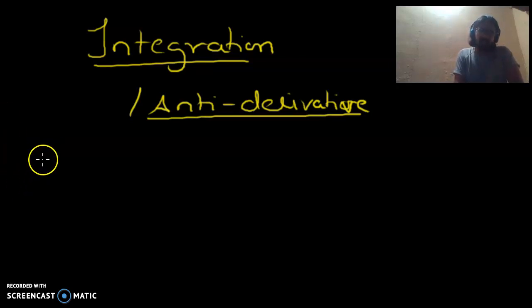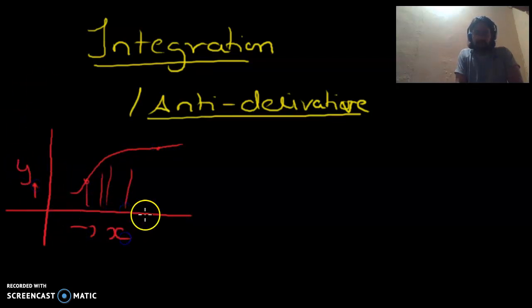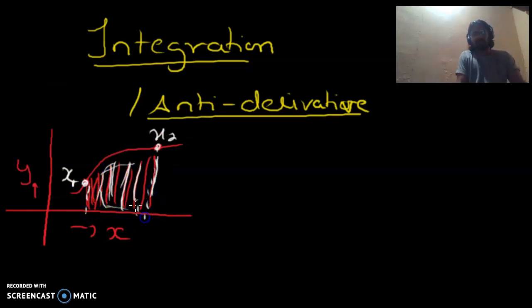Actually, integration gives the area under the curve. If I'm integrating this, suppose this is y, this is x, these are two variables, and this is the curve which defines the function between them. If I'm integrating it, of course I need to have limits, from x1 to x2. So what I'm getting is the area under this curve from this point to this point. That is the technical meaning of integration.